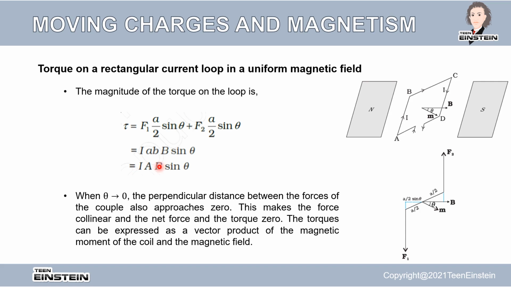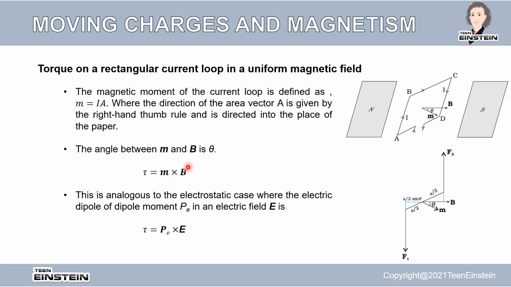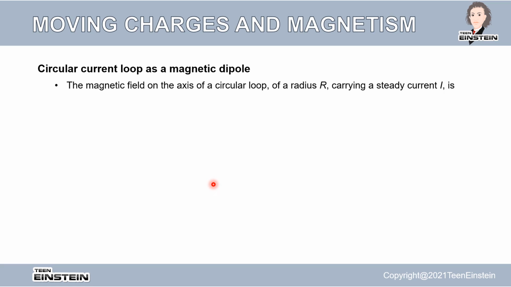We can take this whole thing as M multiplied by B, and here it is nothing but a cross product or a vector product. Now this is analogous to the electrostatic case where the torque on an electric dipole of dipole moment p in an electric field E is tau equal to p cross E. So the torque produced on an electric dipole is similar to the torque produced on a current carrying loop by the magnetic field. So can we say that the current carrying loop kind of acts like a magnetic dipole? Okay, so that's what we are going to see now.